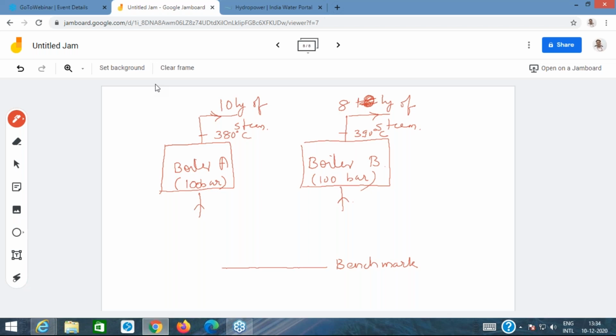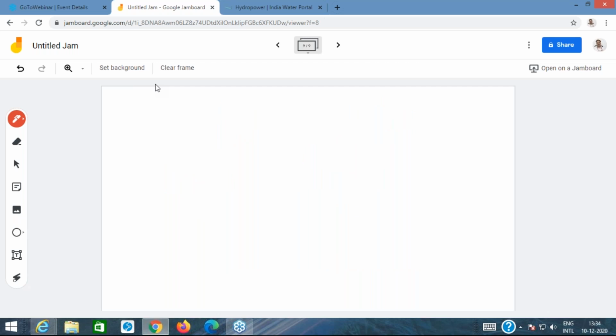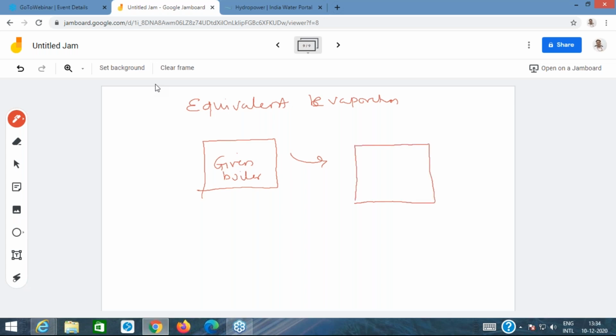So that benchmark is given by what is called the term equivalent evaporation. What is the equivalent evaporation concept? You fix a standard boiler for comparison. This is a given boiler. What you ask is, how would this given boiler perform under the standard conditions?